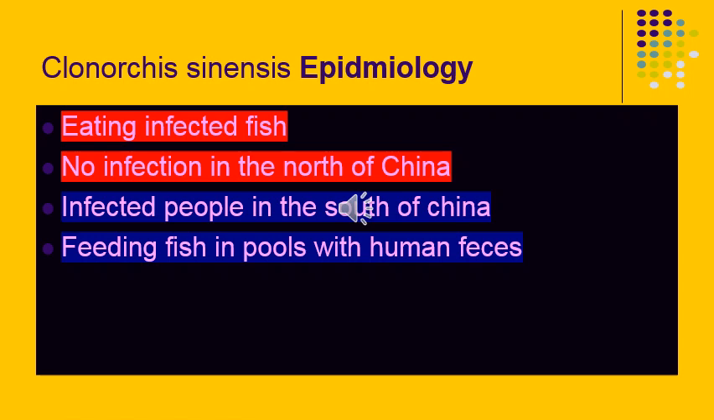The epidemiology of Clonorchis sinensis is clear for everybody, because eating infected fish will transfer the worm, or metacercaria of the worm, to the final host. No infection in the north of China is seen because they do not use human feces for feeding the fishes. Infected people in the south of China feed fish in pools with human feces.